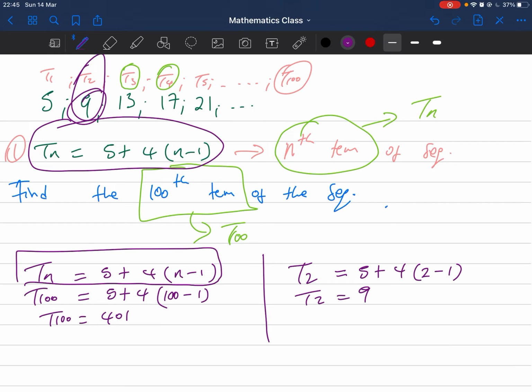You can even find the 1000th term of the sequence. You can find any term of the sequence when you know the general term of the sequence. And that's the beauty of getting this here, what we did in the previous video. Awesome.